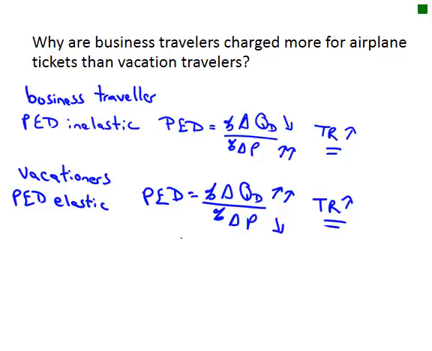So again, let's look at the formula. Percentage change in quantity demanded over percentage change in price. They tend to charge more for business travelers, knowing that they're going to get less quantity demanded. But because it's inelastic, the change in price can be greater than the change in quantity demanded, and again, total revenue goes up. Let's look at vacationers.